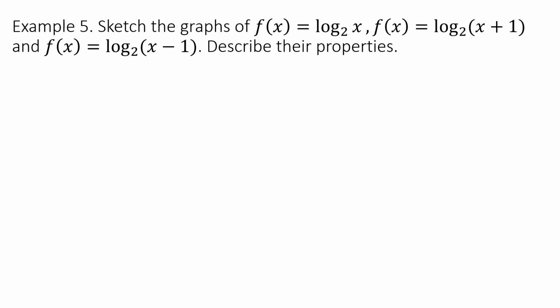Example 5. Sketch the graphs of f of x equals logarithm of x to the base 2, f of x equals logarithm of the binomial x plus 1 to the base 2, and f of x equals logarithm of the binomial x minus 1 to the base 2. Describe their properties. So this time, all a's are 1, all b's are 2, but the values of c are different.